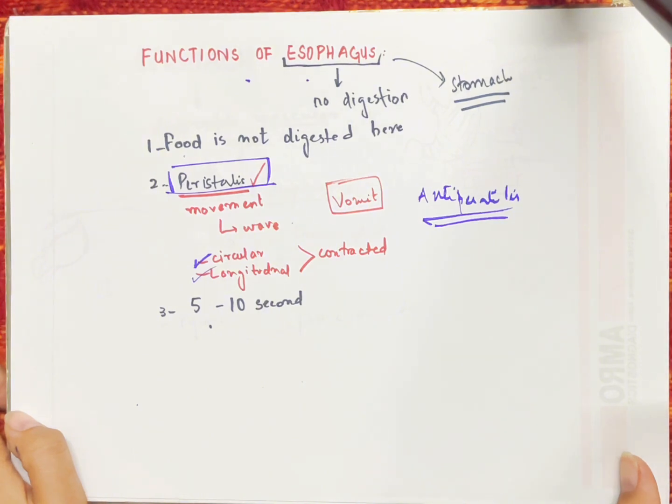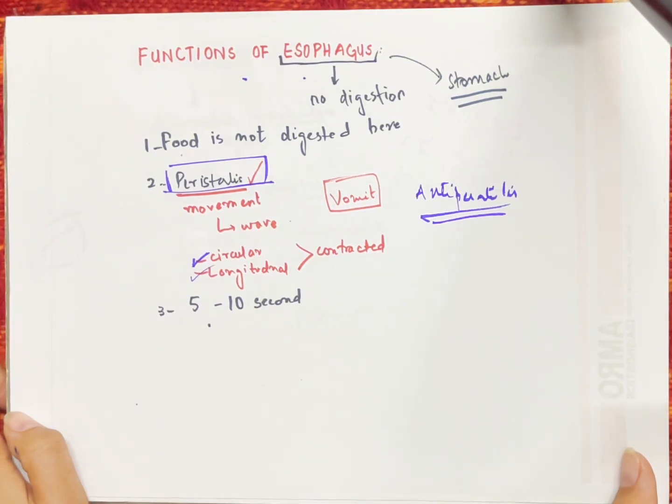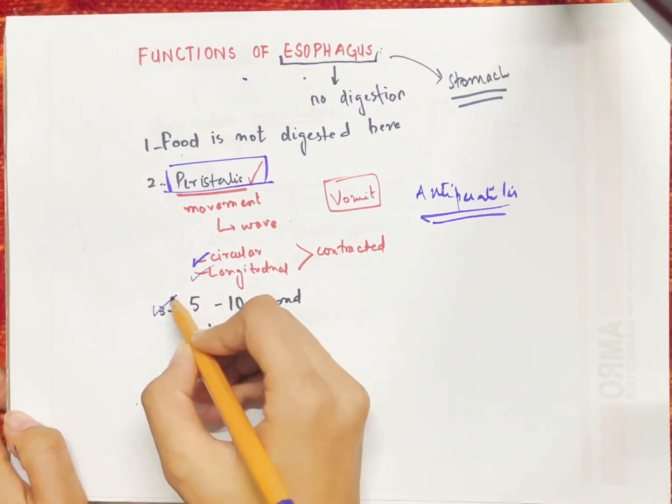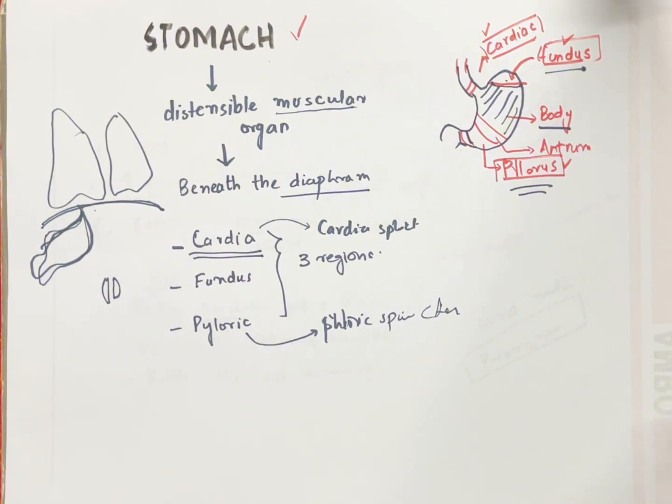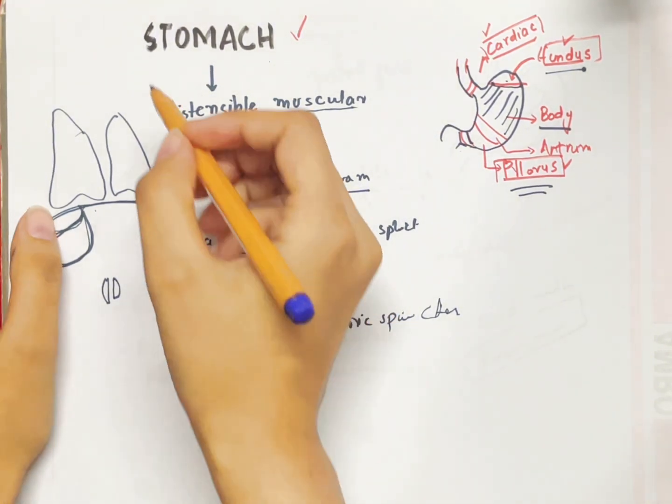For how much time does the esophagus hold the food particles? We said that it's almost 5 to 10 seconds in which the food is transported from the mouth to the stomach. Since the esophagus passes on the food from the mouth to the stomach, the next part is the stomach.